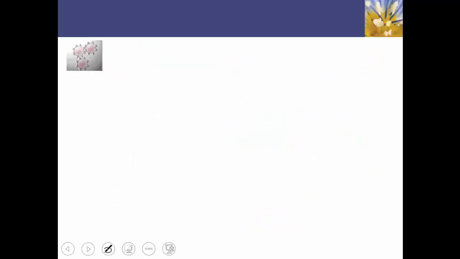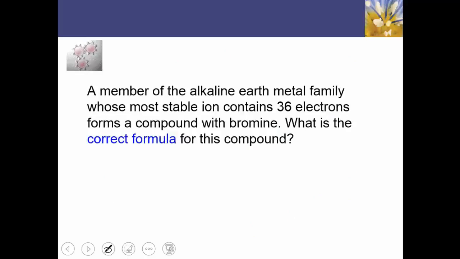Now, if we're looking at doing our ions here, it says a member of the alkali metal family whose stable ion contains 36 electrons forms a compound with bromine. What is the correct formula for this compound? First of all, alkaline earth metal family, that's group 2. And if you don't recall that, look back at your chapter number 2.